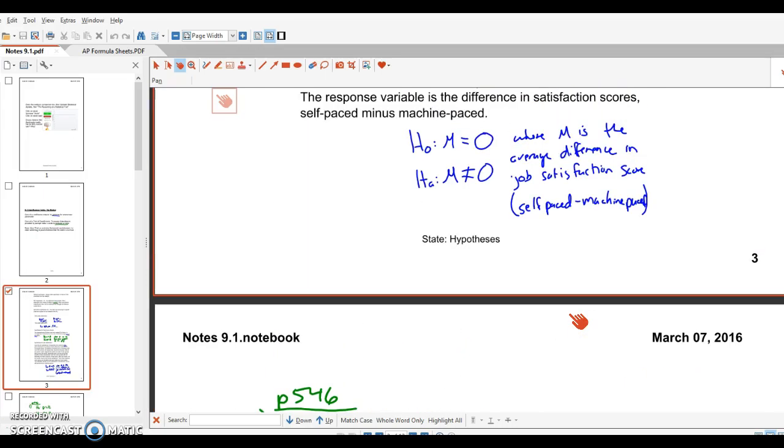Okay, take a look at page 546. We looked at number 1, 3, 7, and 9. Take a look at those problems, see if you can just pick out what is correct or incorrect about the hypotheses given.